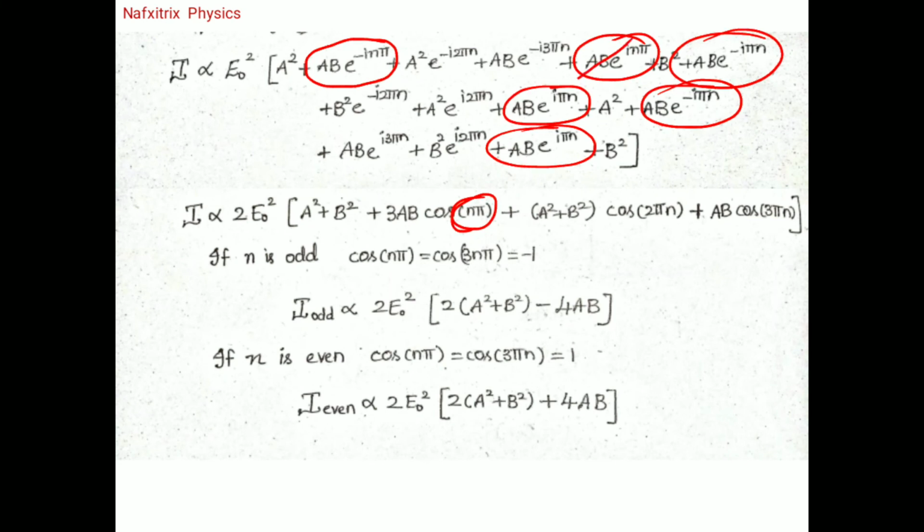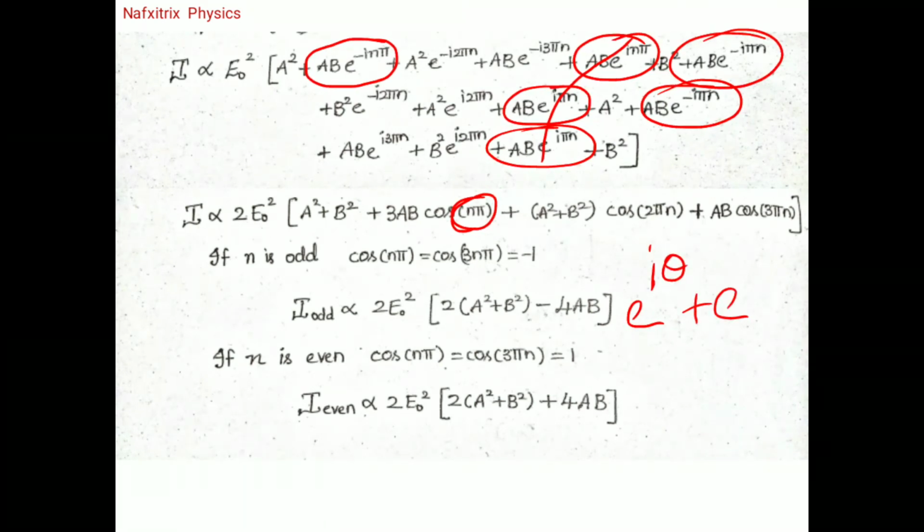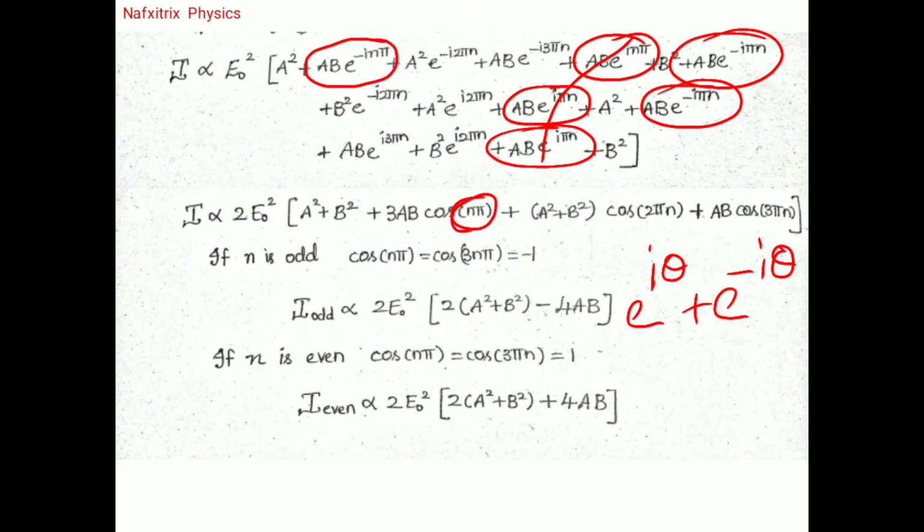So all these 3, nothing but 3ab into e power i pi n, and remaining 3ab e power minus i pi n. And we know that, so that is nothing but ab has been taken on common, e power i theta plus e power minus i theta. So that is e power i theta plus e power minus i theta is nothing but equal to 2 cos theta, because e power i theta is nothing but cos theta plus i sin theta. So for this reason you would have 2 cos theta.